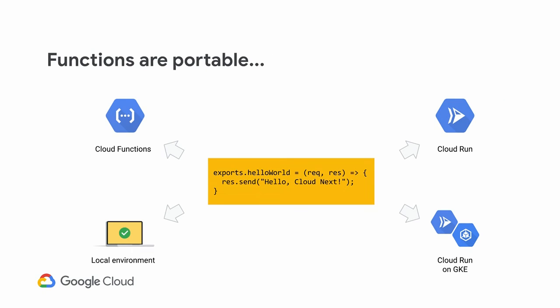So your functions are portable. You can run them on Cloud Functions. You can run them locally. You can run them on these different environments. But what's the big deal, right? Portability, so what? Who cares?